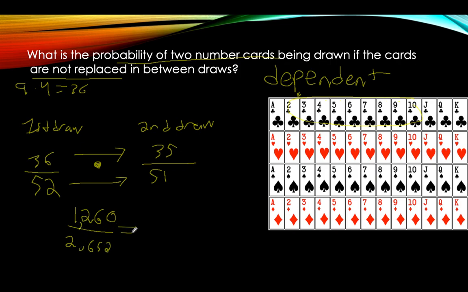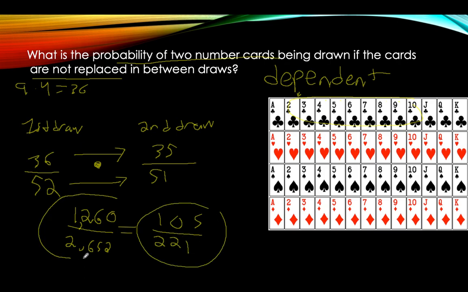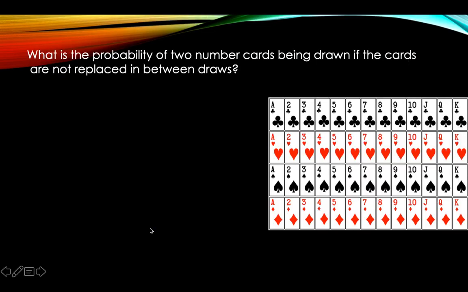So 1,260 divided by 2,652, math fraction. That's about 105 over 221. So again, I would accept either of these. So that's the probability you select 2 number cards. Those aren't terrible odds. But hopefully we're seeing the difference between independent and dependent, okay? So independent, they don't affect each other at all. Like the first example, flipping a coin, spinning a red. And then these, if you're taking a card out and you're not putting it back, it obviously affects the second event, okay?